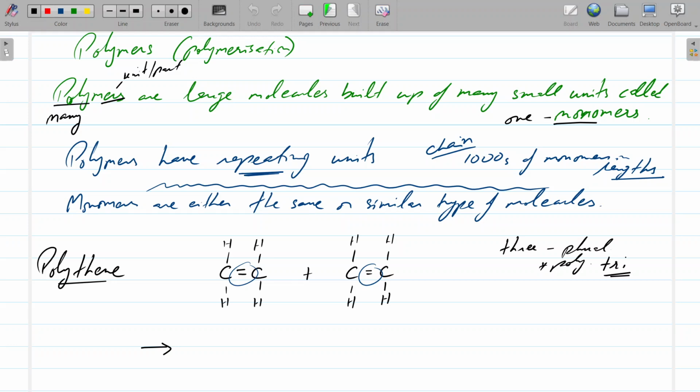Now what's going to happen? You're going to lose the double bonds because it's an addition reaction, for both of these, not just one. And so you're going to get a straight chain. How many hydrogens do you have over here? You've got 8. So 1, 2, 3, 4, 5, 6, 7, 8 hydrogens.